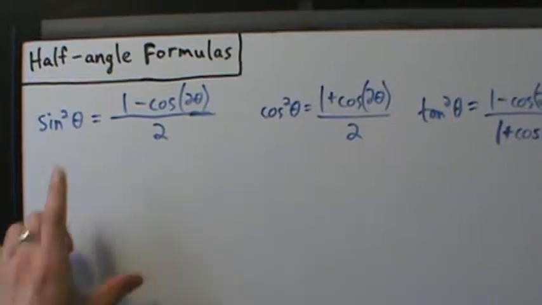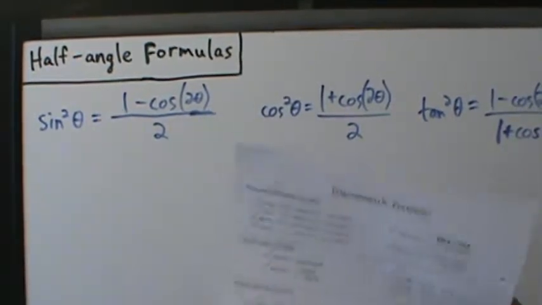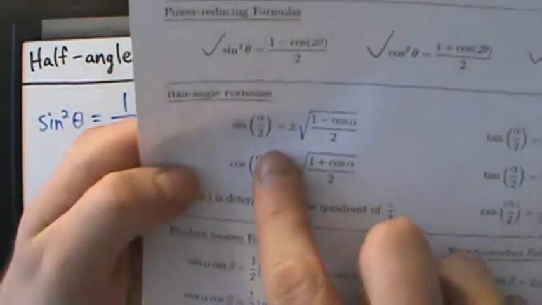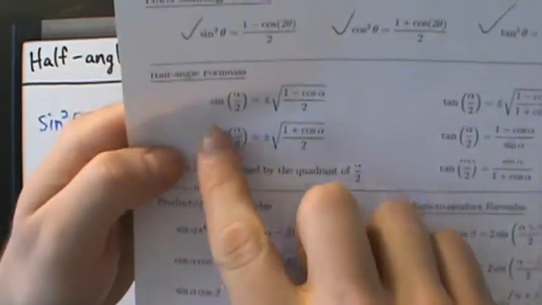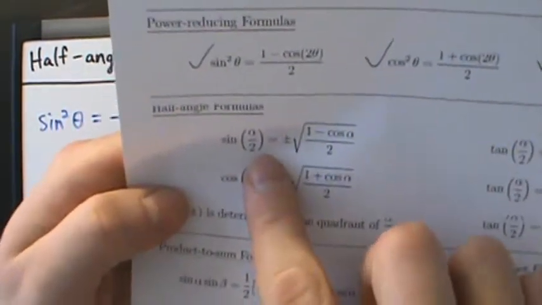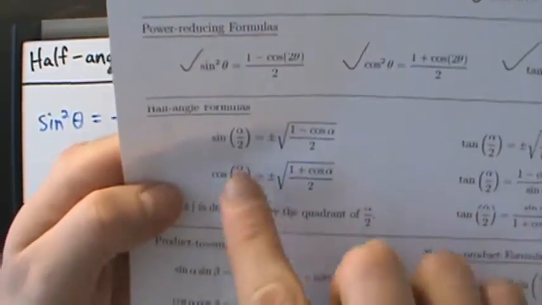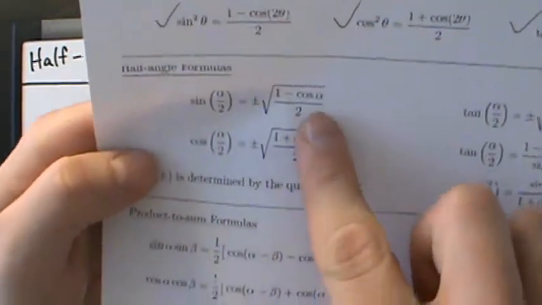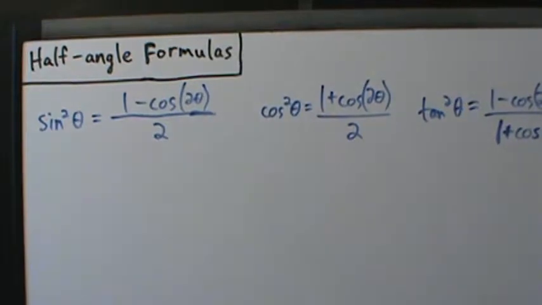Okay, so the half-angle formulas are going to give us formulas for trig functions of half angles, in terms of just trig functions of regular angles. So like sine of alpha over 2 is going to be this mess here involving cosine of alpha, and so on and so forth. So the idea here is to make a substitution.